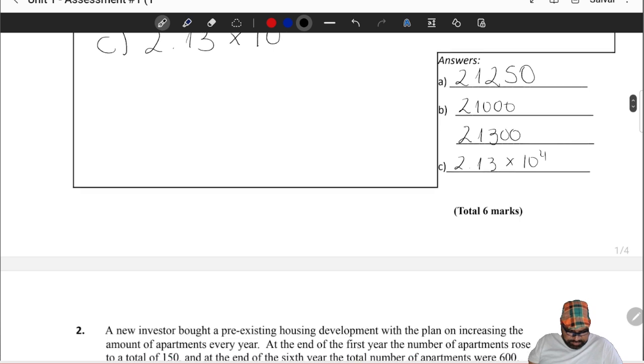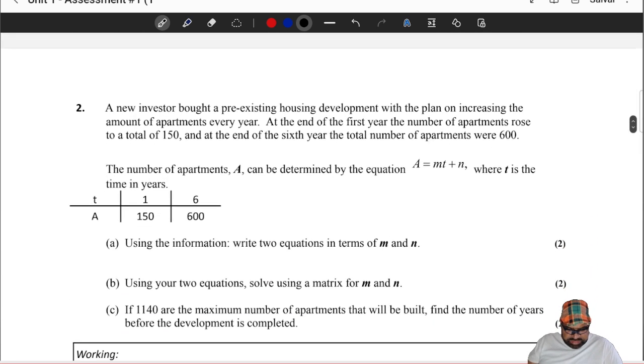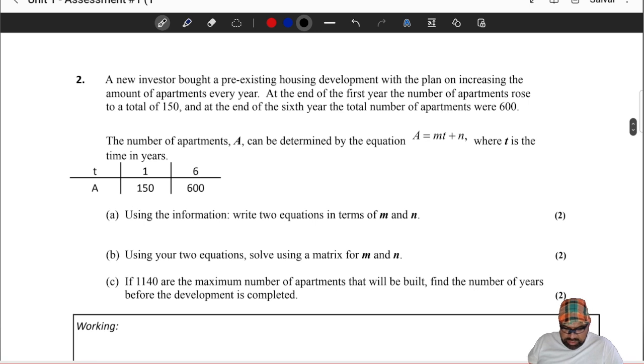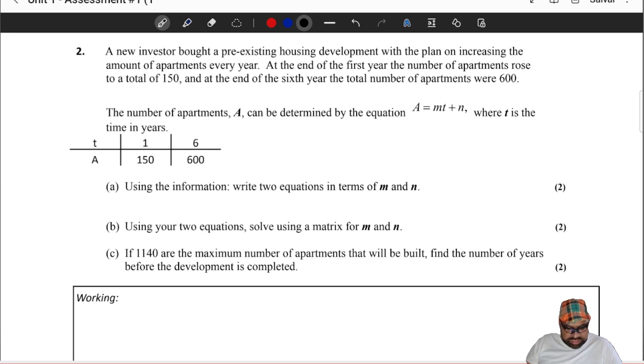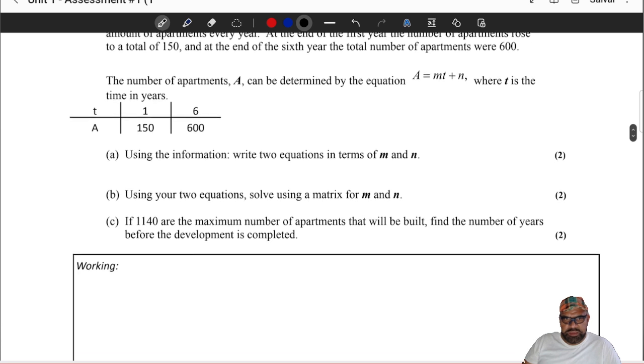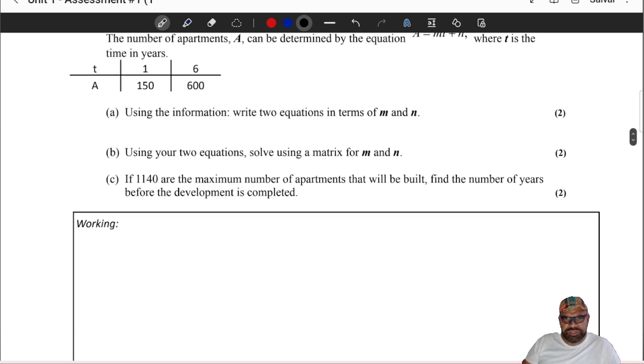Let's go to question number 2. A new investor bought a pre-existing housing development with the plan of increasing the number of apartments every year. At the end of the first year, the number of apartments rose to a total of 150. And at the end of the 6th year, the total number of apartments was 600. The number of apartments A can be determined by the equation A equals mt plus n, where t is the time in years. Let's go through this. Using the information, write 2 equations in terms of m and n.